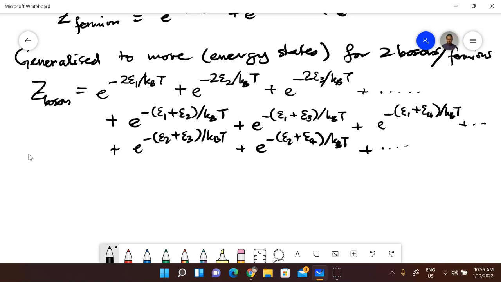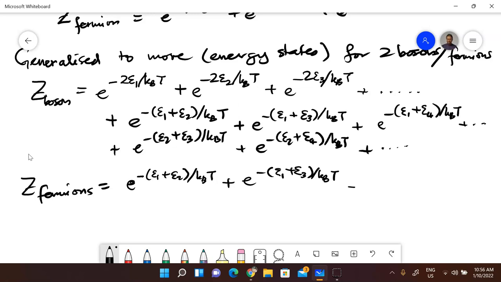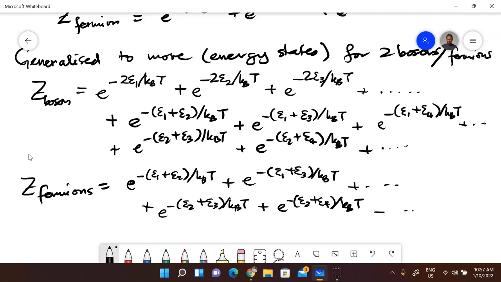For two fermions, these terms will be absent. So you're going to have the ones on the second line and the third line of the boson case. Okay, so now you have a feeling of how these are done when you have more energy levels, and you can now generalize again for more than two or three bosons, four bosons and so on.